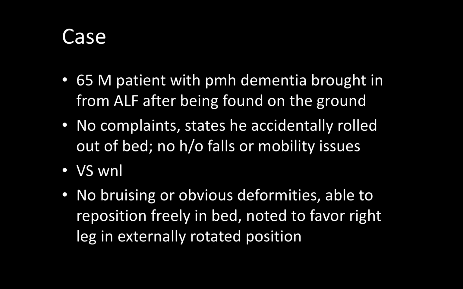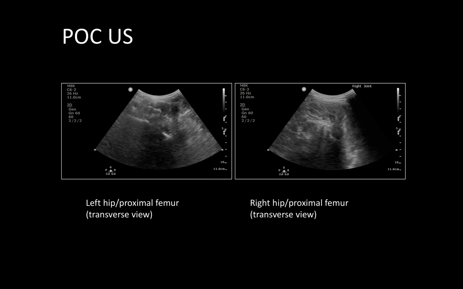Into it. Our case is a 65-year-old male patient brought in from a nursing home after being found down on the ground. When asked, he has no complaints, and he states he thinks he accidentally rolled out of bed, has had no prior history of falls or mobility issues. Vital signs were within normal limits, and on exam, he had no bruising, no obvious deformities, was actually able to reposition freely in bed and move all four extremities, though he was noted to be favoring his right leg in an externally rotated position. Therefore, this prompted me to grab the ultrasound and take a look, see if we could find any fractures or dislocations.